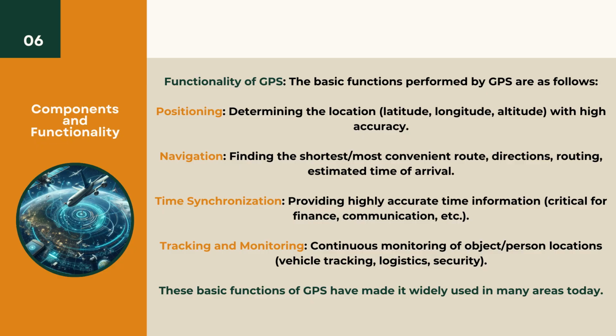Functionality of GPS. The basic functions performed by GPS are as follows. Positioning. Determining the location, latitude, longitude, altitude, with high accuracy. Navigation, finding the shortest, most convenient route. Directions, routing, estimated time of arrival. Time synchronization, providing highly accurate time information, critical for finance, communication, etc.